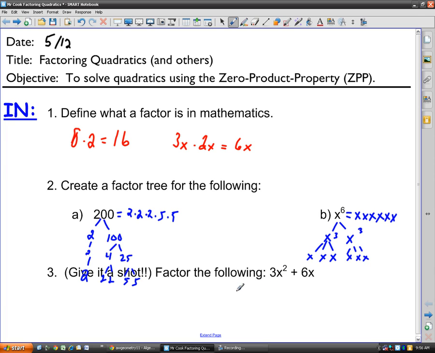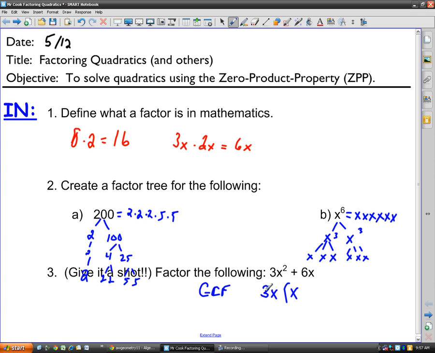The first thing you need to remember is greatest common factor. We always look for that first. So what do these have in common? Well, you'll notice that they have a 3 and an x, so that is what I'm going to factor out. If I take a 3x out, what do I multiply 3x by to get 3x squared? That would be x.